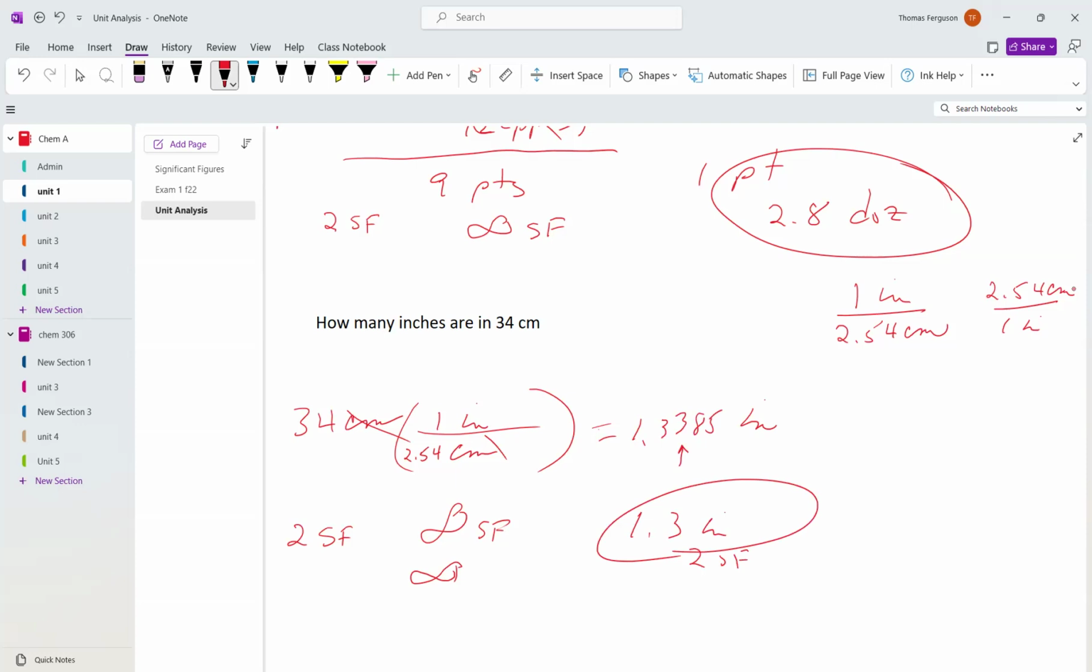Oh, yeah. My calculator is set up to do scientific notation automatically. So it's got an E1 at the end, meaning I have to multiply that.